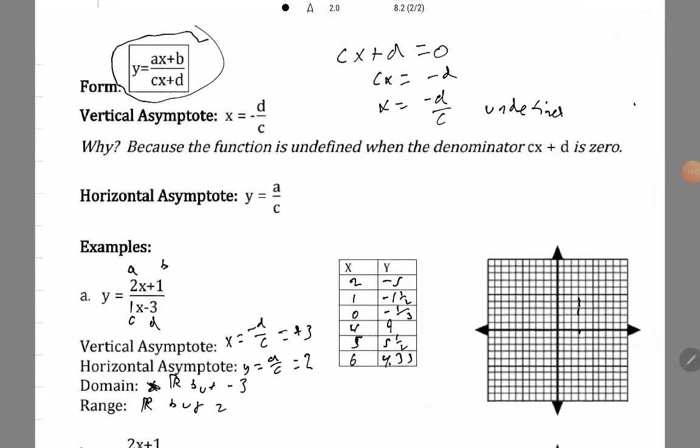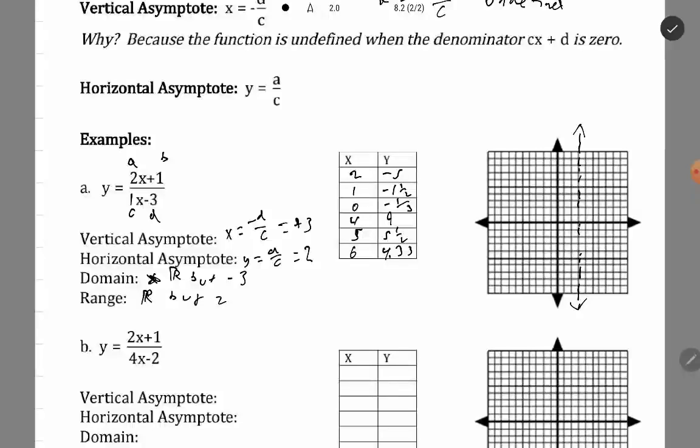Okay. Vertical asymptote. Sorry about that. And then a horizontal asymptote at y equals 2. There we go. Plot in our points.